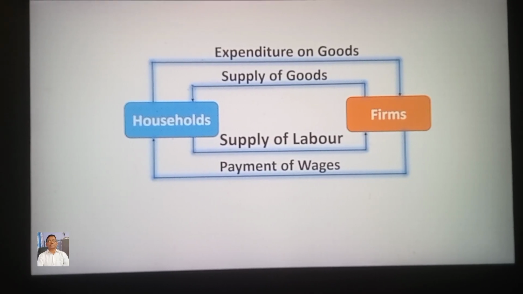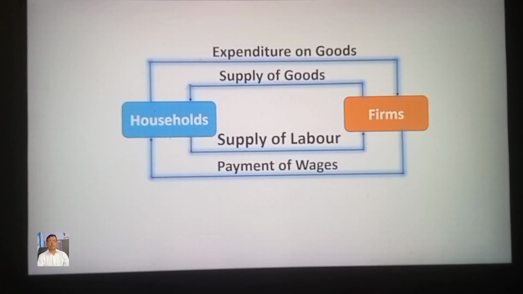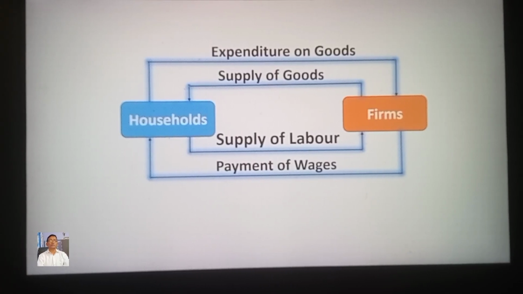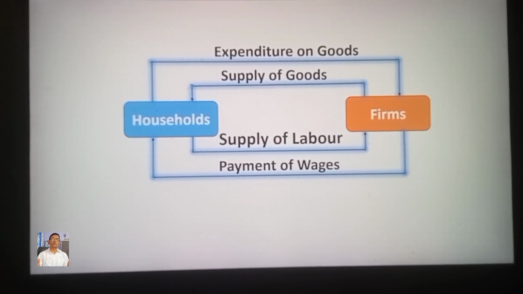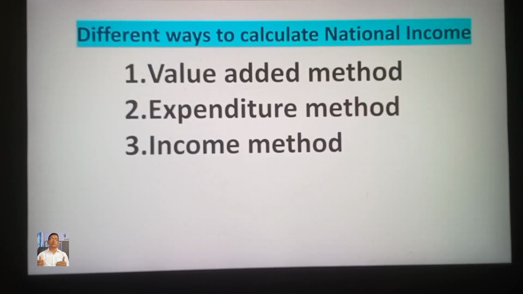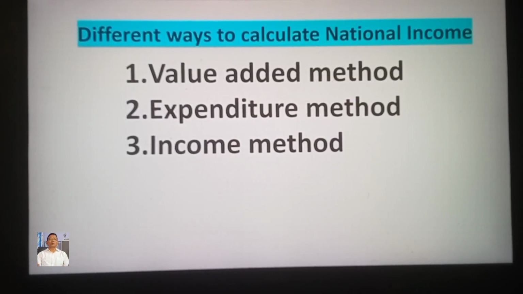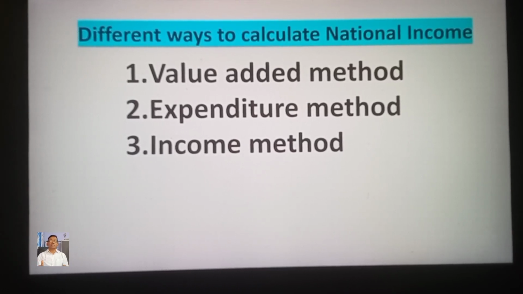This represents a simple economic model. It is a closed economy without any government intervention. The national income is calculated in three different ways with the circular flow of income. These are: first, value added method, the total value of output produced by the firms.